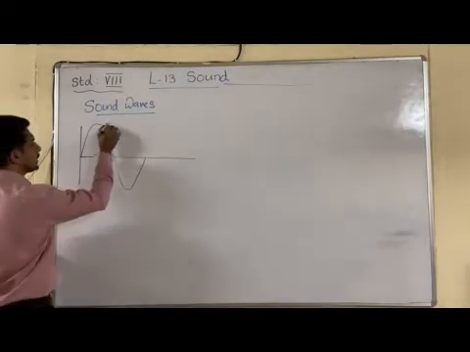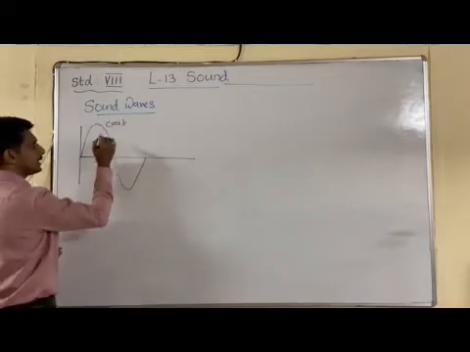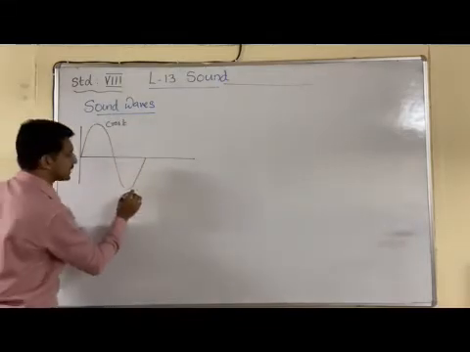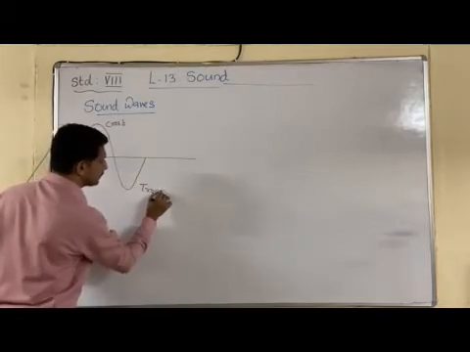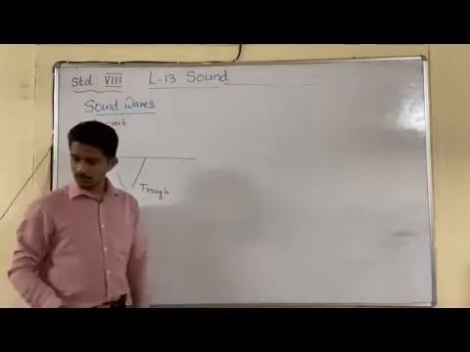So this is known as a crest, a positive region. This positive region is known as a crest, and this is the negative side. We can say that this is known as a trough. We can say crest and trough.